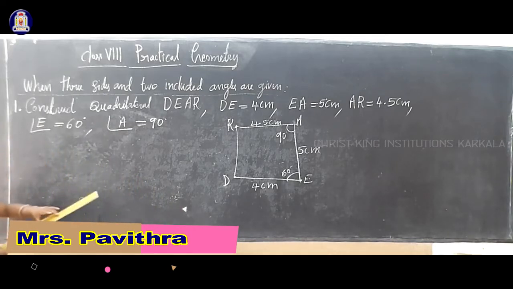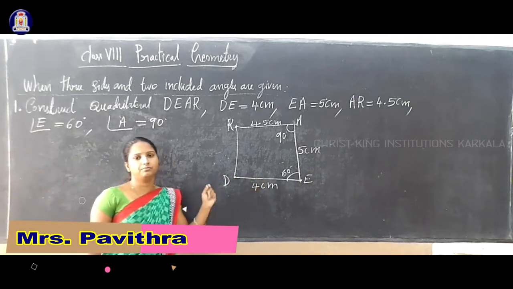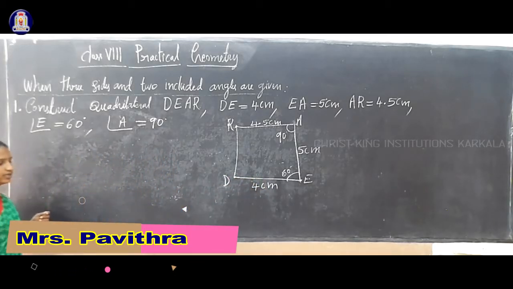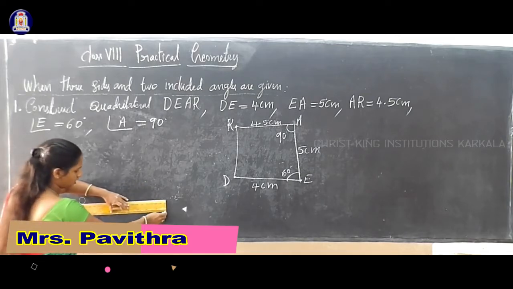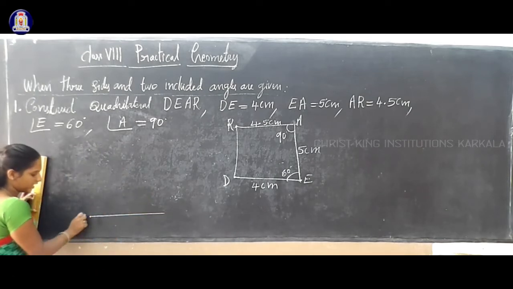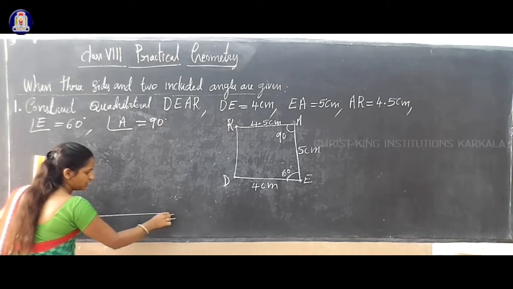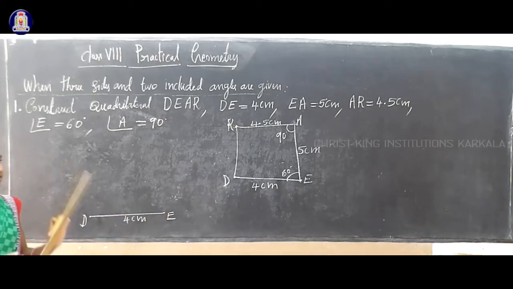Now you have to take exact measurements. What is the base? Base is DE, 4 centimeter. So by using a ruler, draw a line that is 4 centimeter. This point is D and this is E. So this is 4 centimeter.